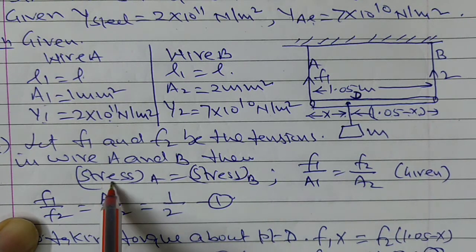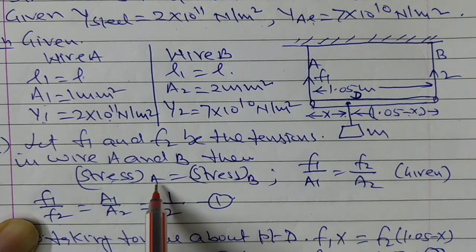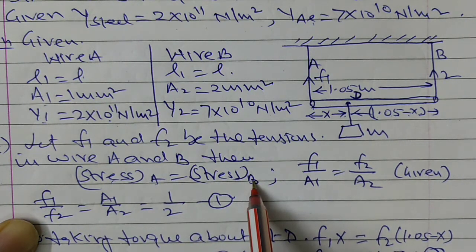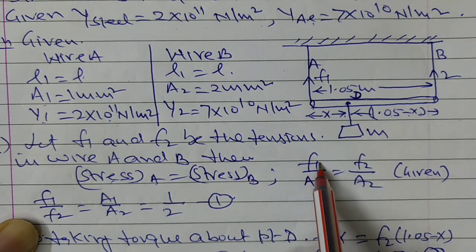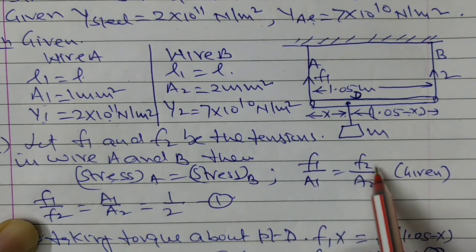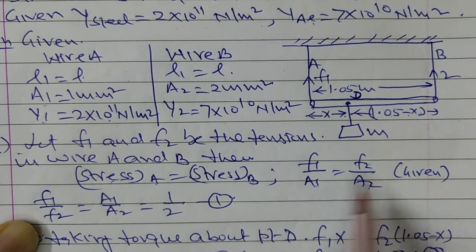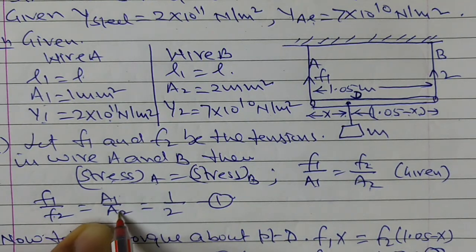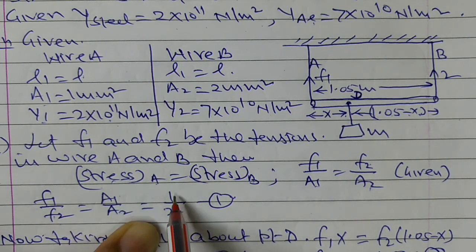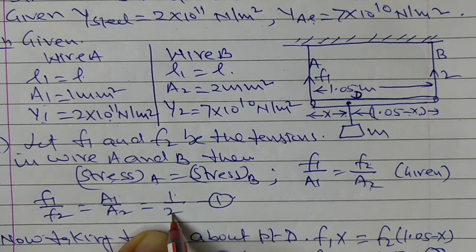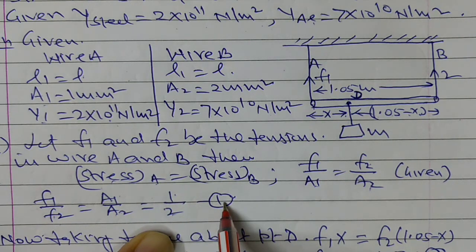Now equal stress is given, therefore stress in A is equal to stress in B. Now you know stress is equal to force upon area, here also for second wire, and this can be written as F1 upon F2 is equal to A1 upon A2. Now area cross section is given 1 upon 2. This is suppose equation number 1.